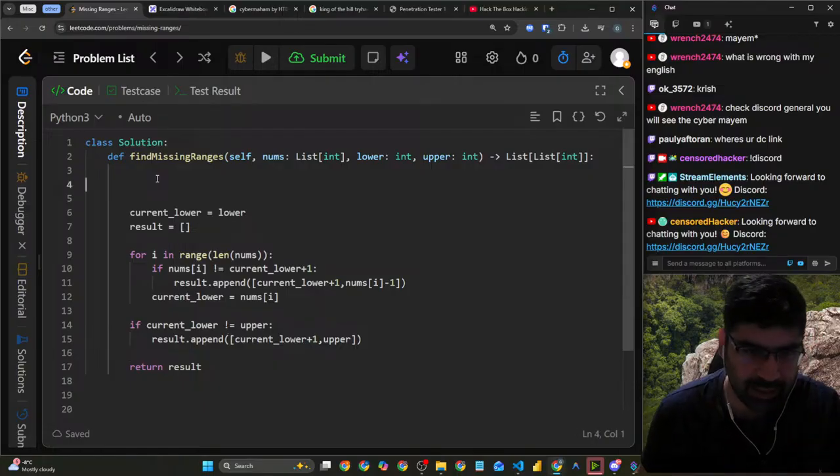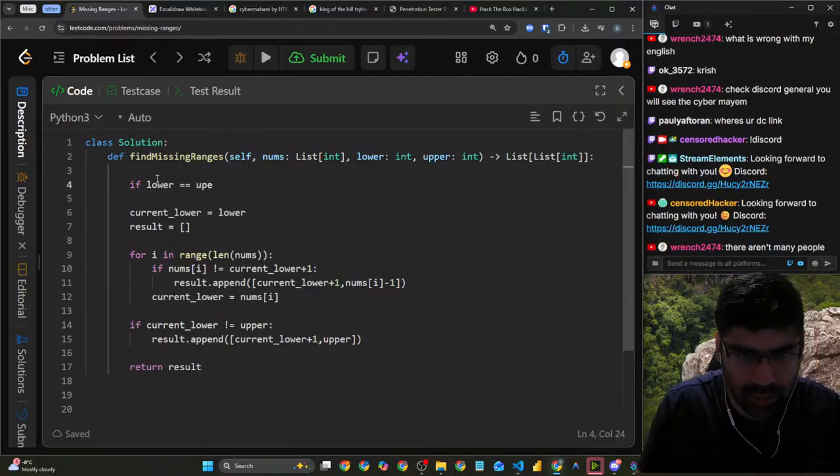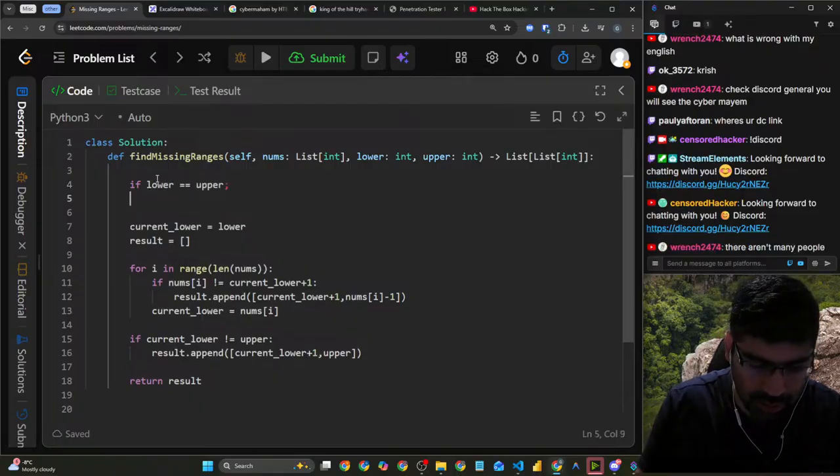Okay, going back here, right? Quickly, let me finish this problem. If lower equals upper, return.